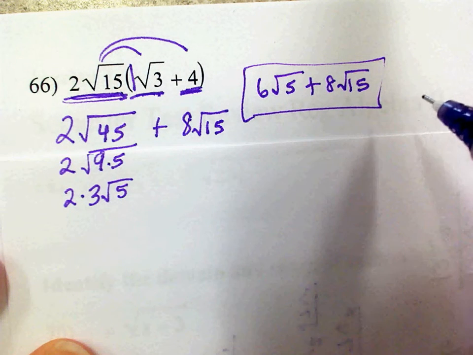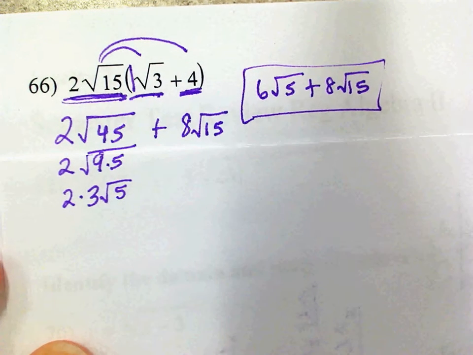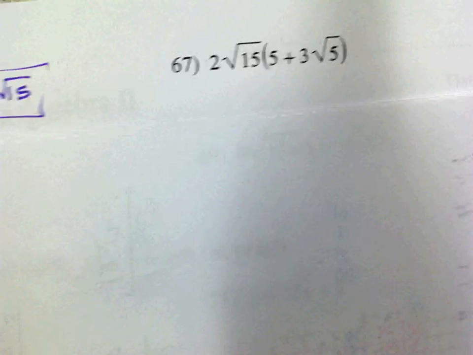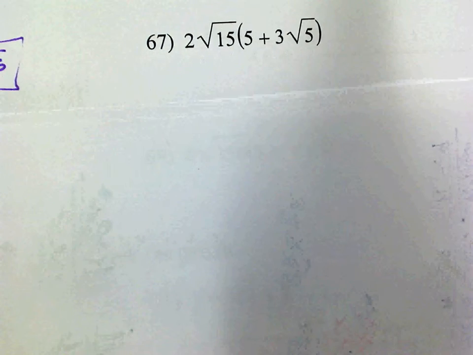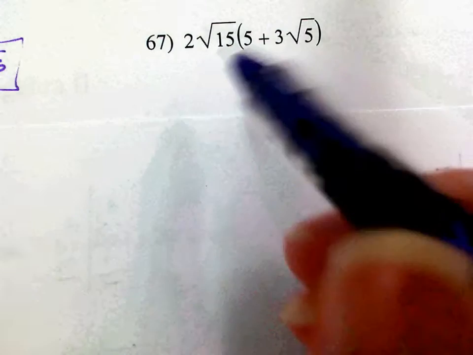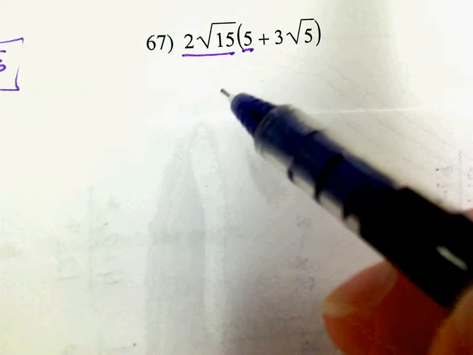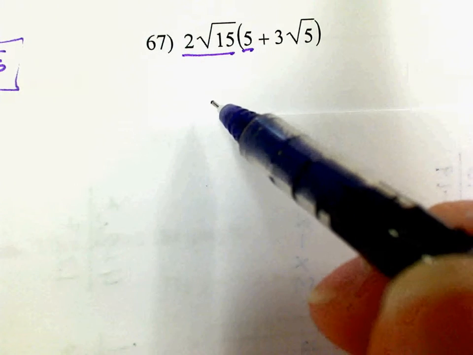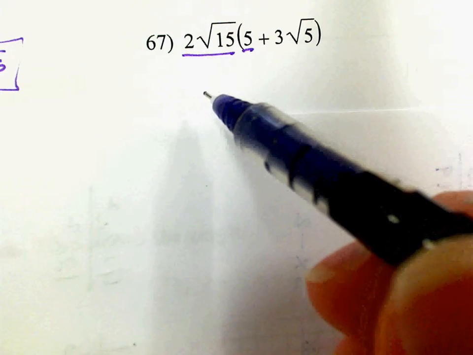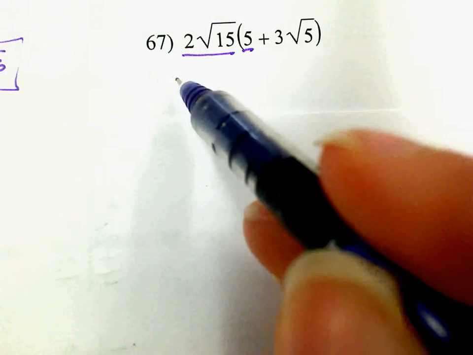Okay, so what about this one? What do you multiply? So 2 square roots of 15 times 5. Do you multiply 2 and 5 or 15 and 5? 2 and 5 is what? So 10 square roots of 15.